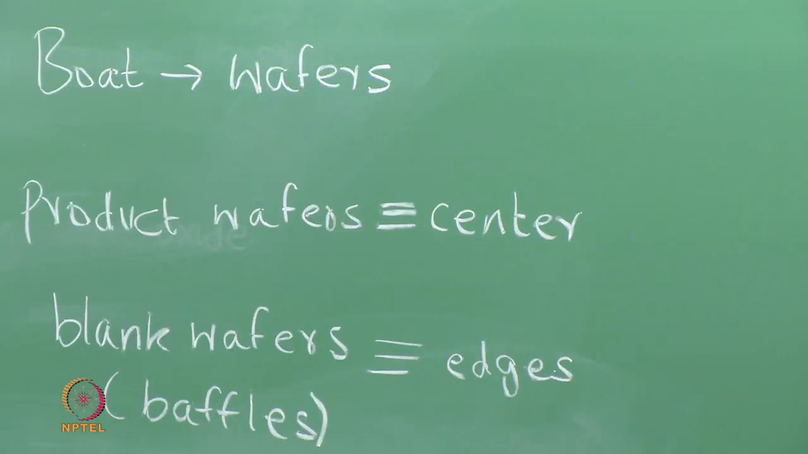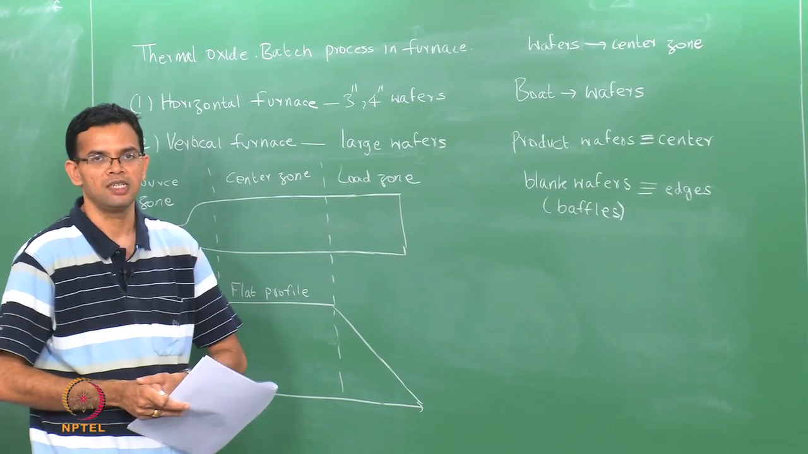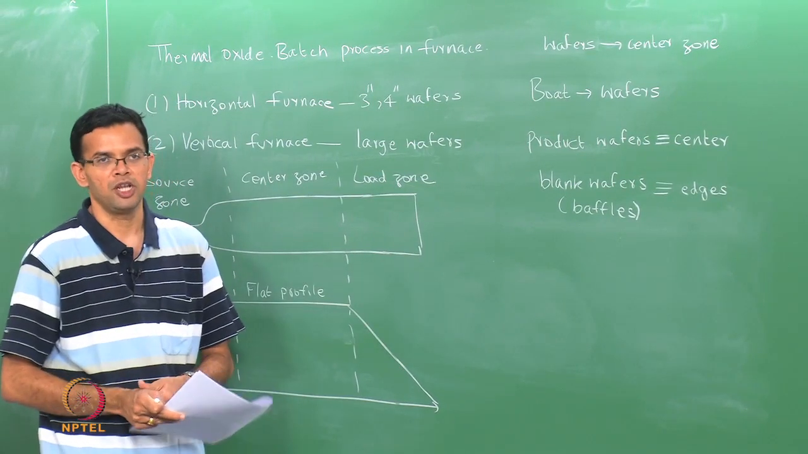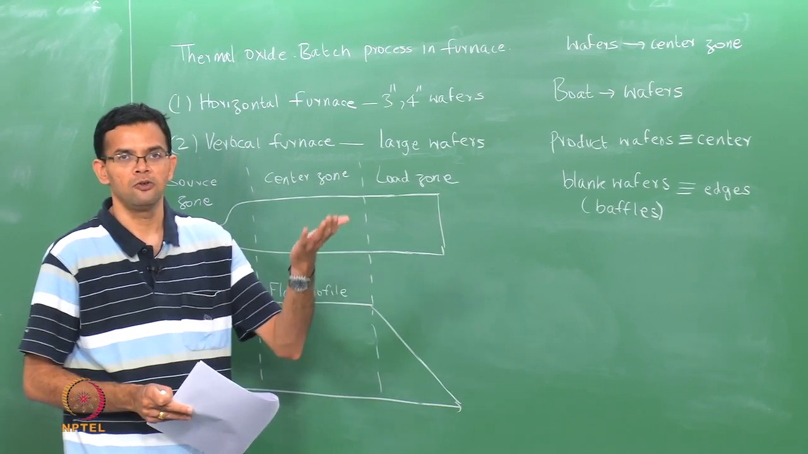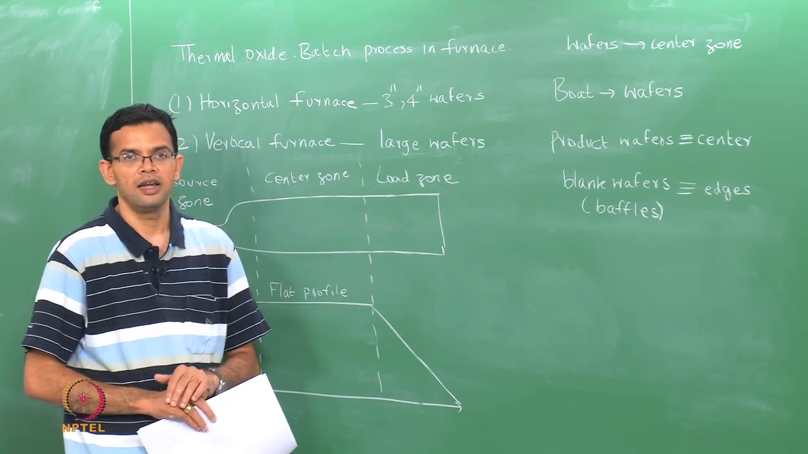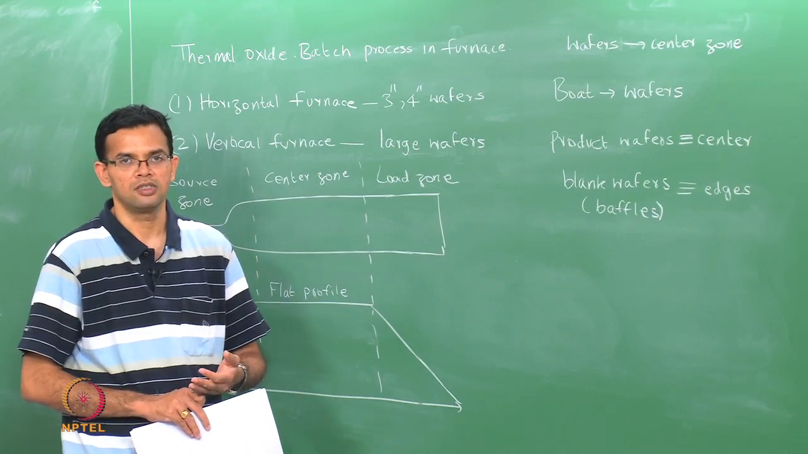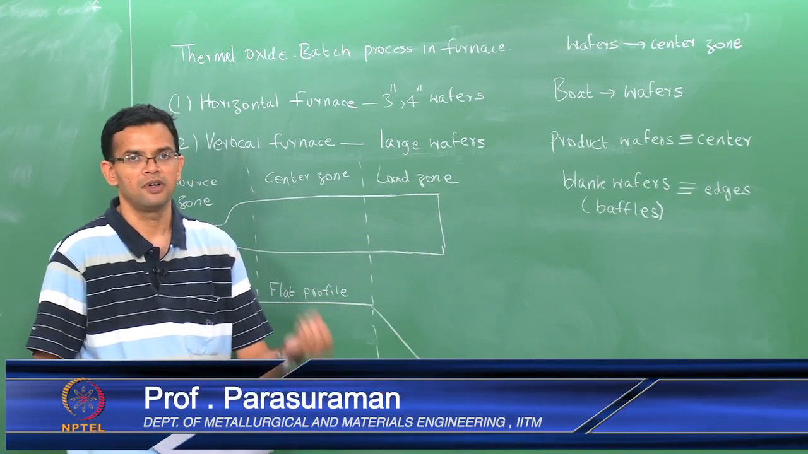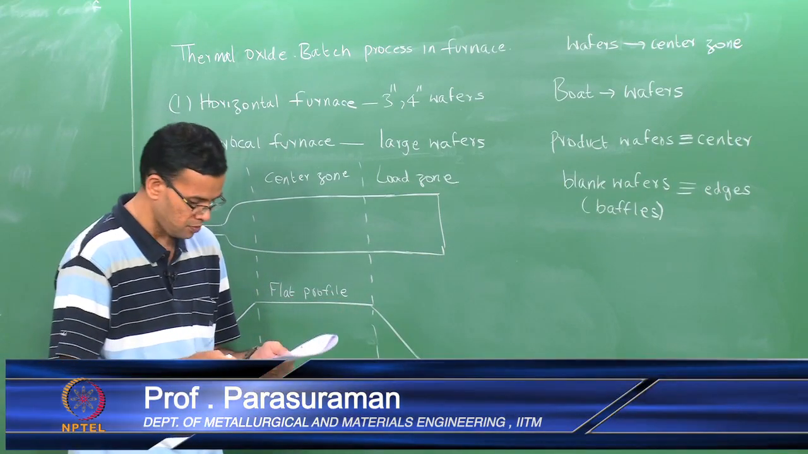So, the boat is loaded and then fed into the furnace, and then there is a whole programming cycle that goes about. So, the initial temperature is at room temperature. So, these are heated to the process temperature, exposed to the gases, and after the oxidation process is done, they are cooled and the boat is taken out and the wafers are unloaded.